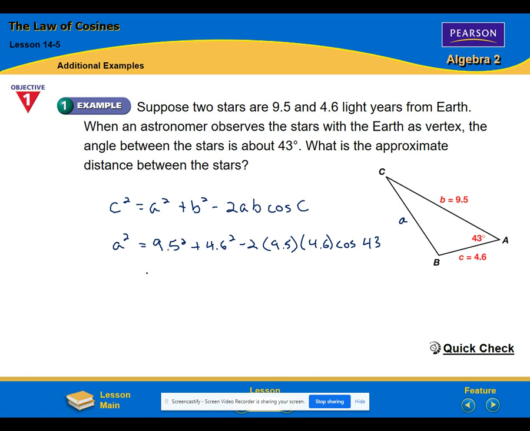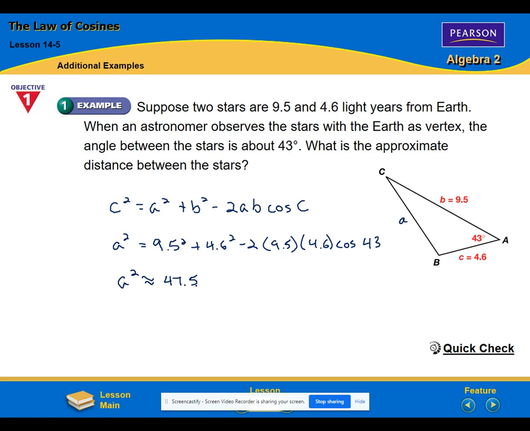calculator. And I didn't do this ahead of time, so pardon me while I do the same thing. I've got my handheld calculator here, and I'm just plugging in 9.5 squared plus 4.6 squared minus 2 times 9.5 times 4.6 cosine of 43. And that comes out to about 47.5. A squared is approximately 47.5.